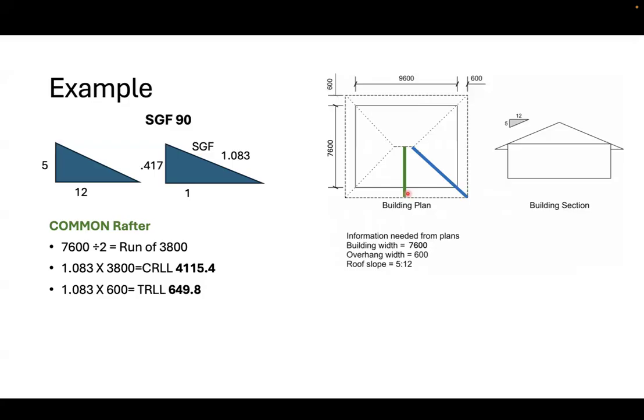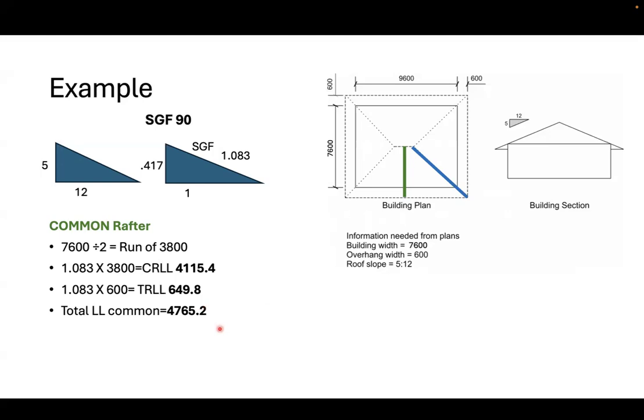And if you want to add the tail as well, we take our projection, 600 times our slope gain factor, 1.083, which gets us 649.8. And then we add the two together to get 4765.2.